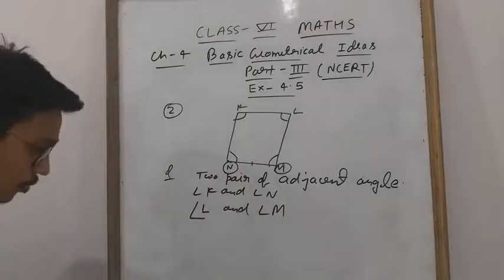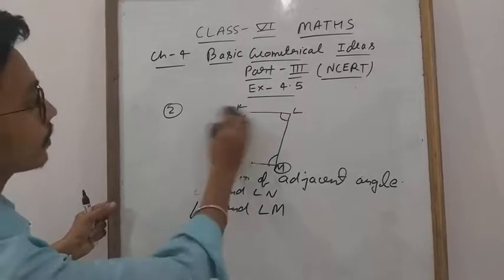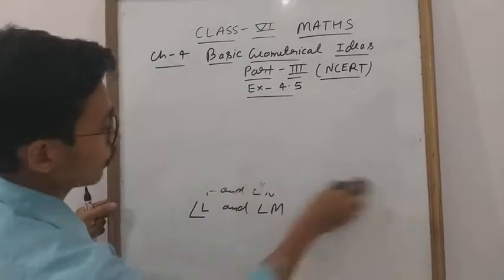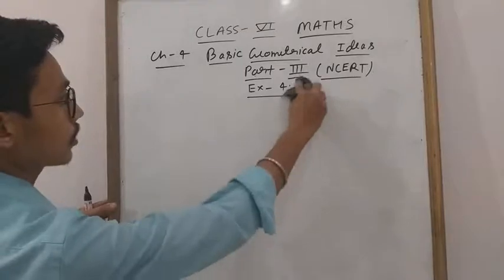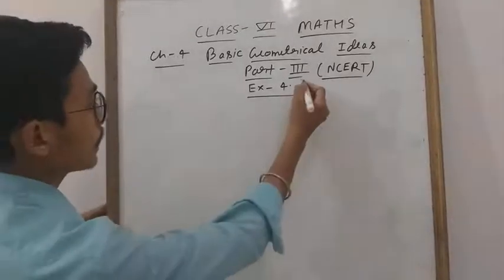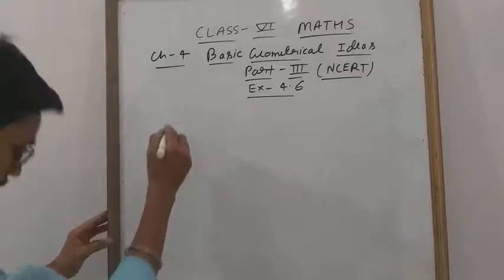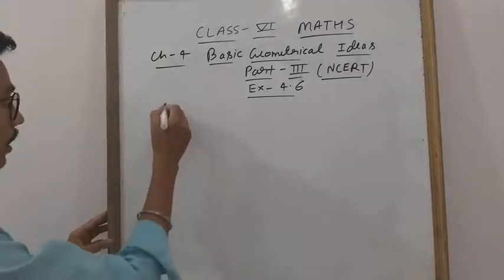Now come to 4.6. Exercise 4.6, student, depends on the circle. I explained the circle very well in the previous video, so I think you are able to solve the questions based on this. Exercise 4.6, student. This is about the circle. It is question number 1. I will explain.